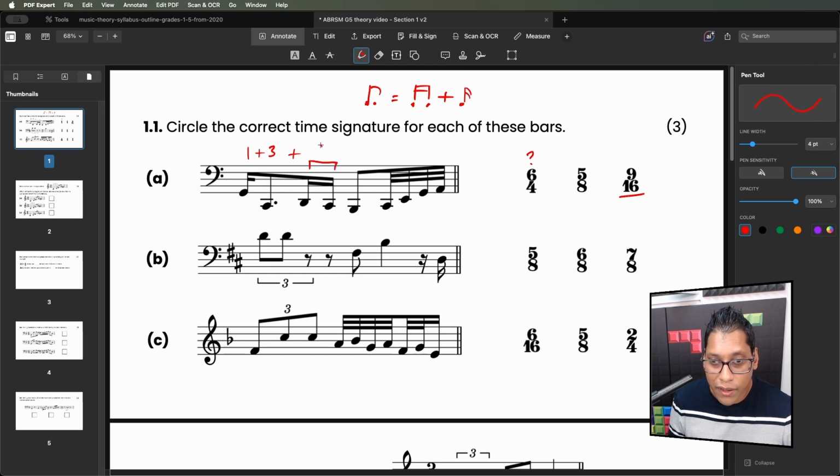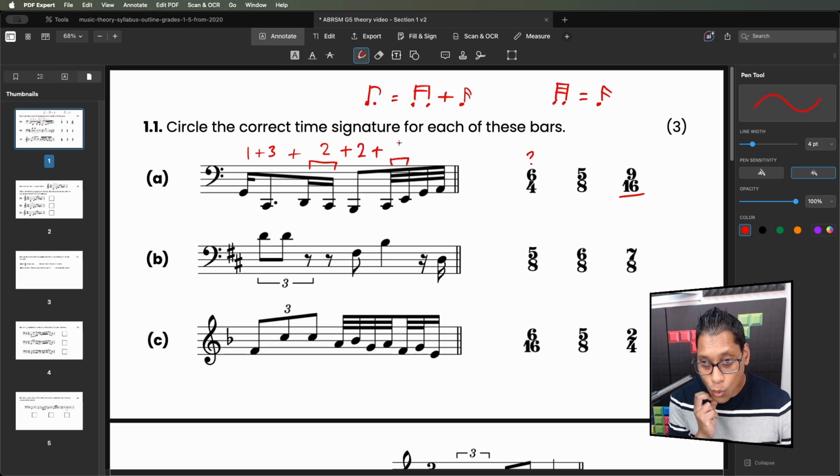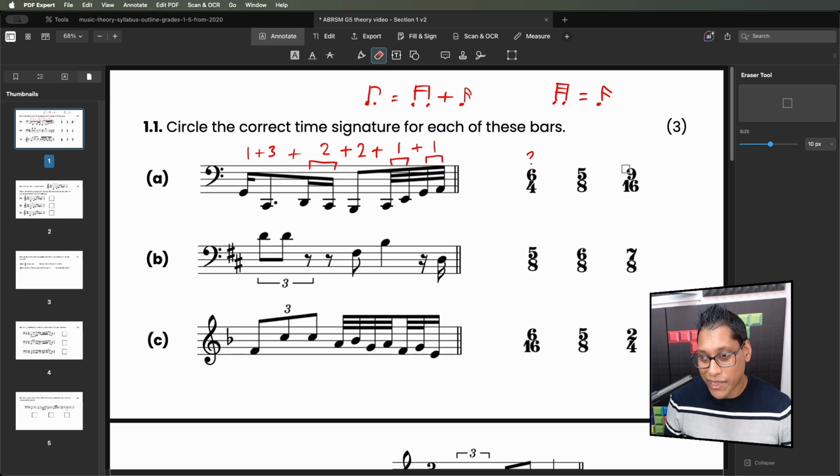In this group here, we have 2 semiquavers. This quaver here is another 2 semiquavers. That's 1 semiquaver in that group of 2 demi-semiquavers, and this group of 2 demi-semiquavers is also 1 semiquaver. Now I can count up the semiquavers and figure out whether it's 9/16 or not. So 1 plus 3 is 4, plus 2 is 6, plus 2 is 8, plus 1 is 9, plus 1 is 10 semiquavers. So this time signature would actually have to be 10/16. And we have 9/16. That is obviously not going to be the answer.